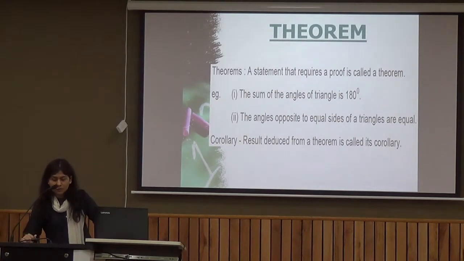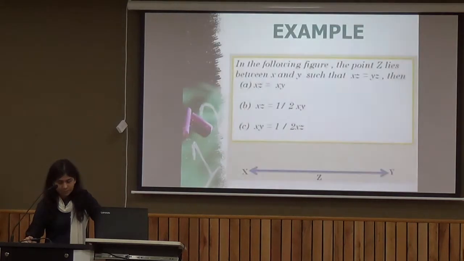Now, what is a theorem? A theorem is a statement that requires a proof. For example, the sum of angles of a triangle is 180 degrees is a very famous and common example of a theorem. Another is, the angles opposite to equal sides of a triangle are equal. Now, what is a corollary? A corollary is a result deduced from a theorem.